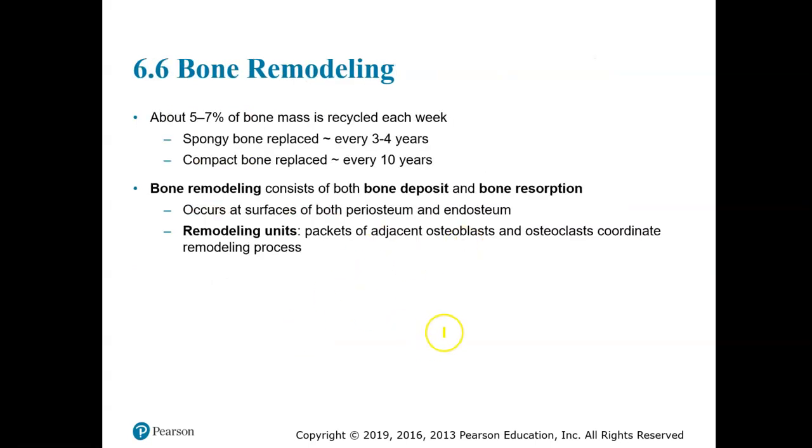All right, section 6.6 is on bone remodeling. About 5 to 7% of bone is recycled each week. So all of our spongy bone tissue is replaced every 3 to 4 years, and our compact bone is replaced every 10 years. So our entire skeleton is replaced around every 10 years. Bone remodeling consists of bone depositing and bone resorption. Remember, bone depositing is putting down more new bone tissue, and bone resorption is breaking down bone tissue.